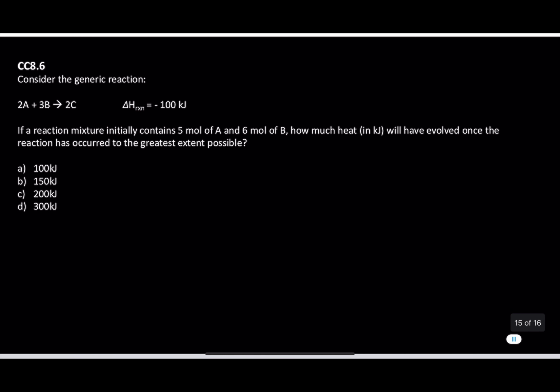All right, so consider the generic reaction written here. The reaction mixture initially contains 5 moles of A and 6 moles of B. How much heat will have been evolved? What kind of problem is this?